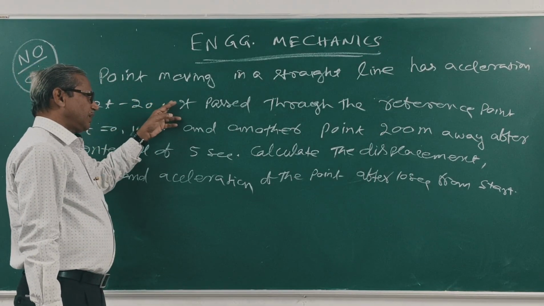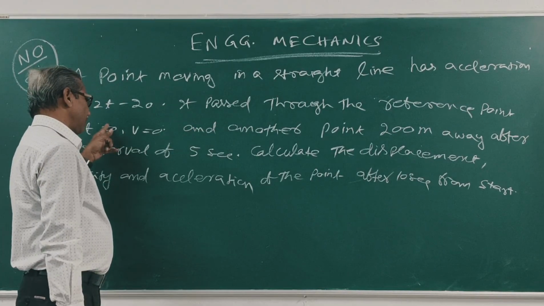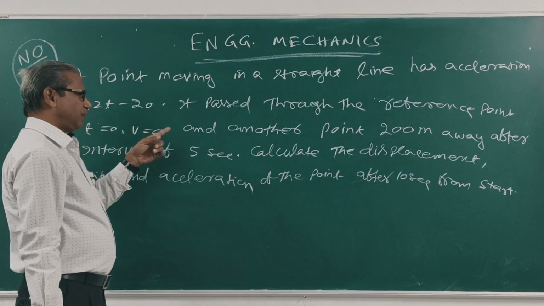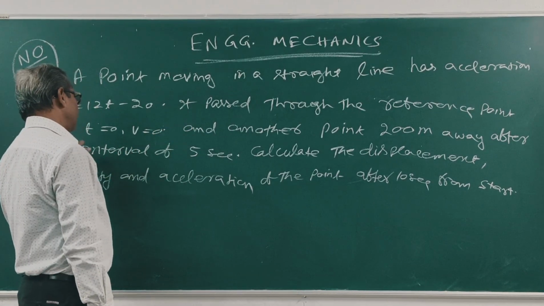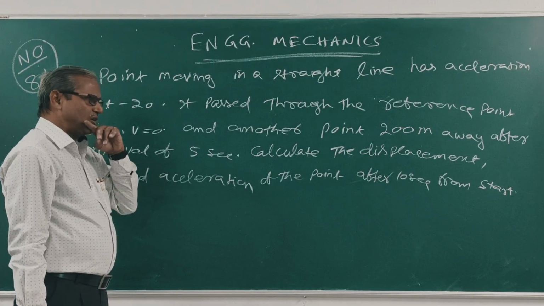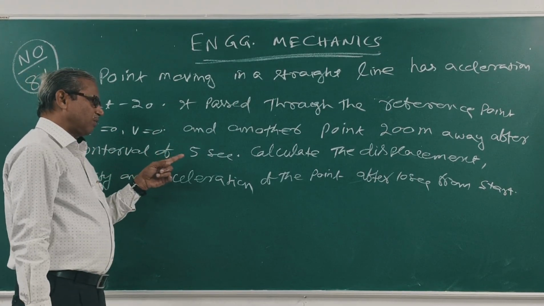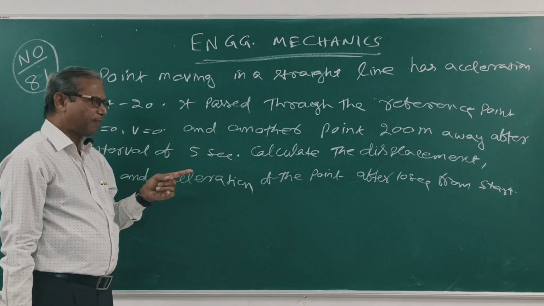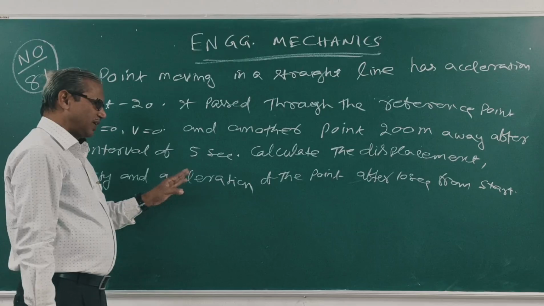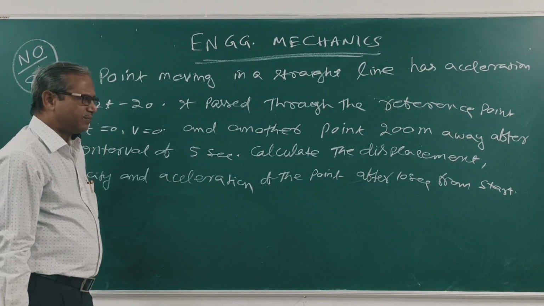The question: a point moving in a straight line has an acceleration of a is equal to 12t minus 20. It passed through the reference point at t equal to 0 and v equal to 0, and another point 200 meters away after an interval of 5 seconds. Clear? Calculate the displacement, velocity and acceleration of the point after 10 seconds from start.